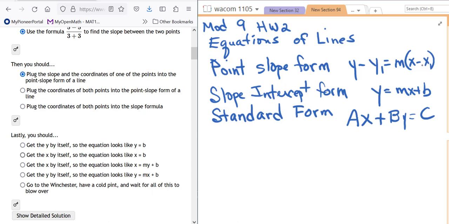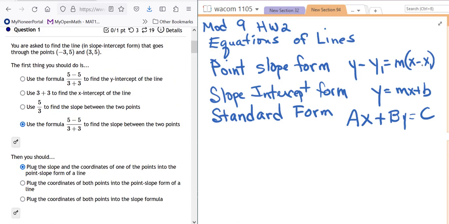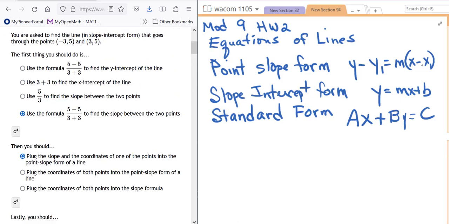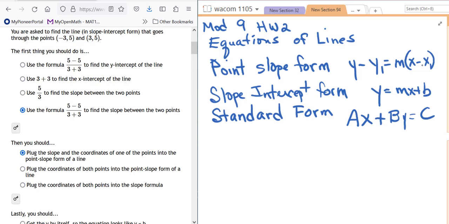the y by itself, so the equation looks like this. Well, when you get y by itself, it doesn't normally look like that. This one might, I don't remember the points. It is going to make the y 0. So it is going to look like that. It's going to be horizontal lines.